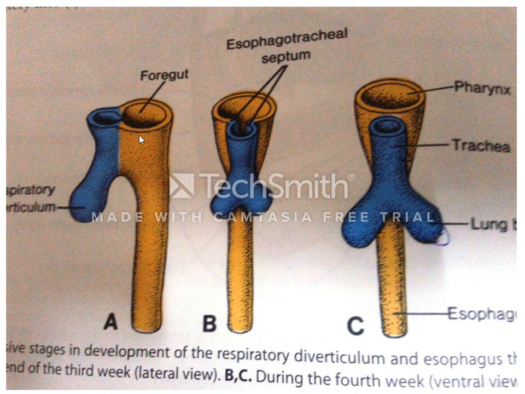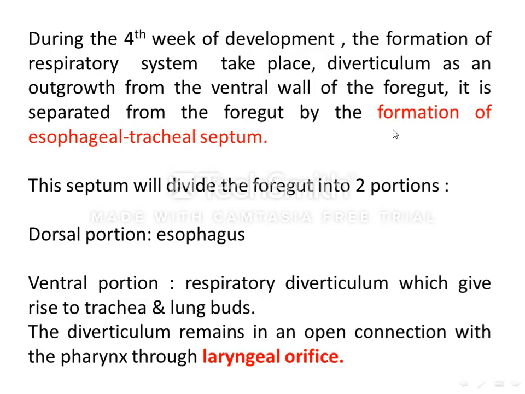This is a lateral view, while this is a ventral view. Here is the opening of the respiratory diverticulum, and here is the opening of the foregut. They are a common tube. Then there is a septum between the trachea and the esophagus to separate the common opening into two openings for the esophagus and the trachea. So during the 4th week of development, the formation of the respiratory system takes place, and the respiratory diverticulum arises as an outgrowth from the ventral wall of the foregut. Then it is separated from the foregut by formation of a septum called the esophagotracheal septum.